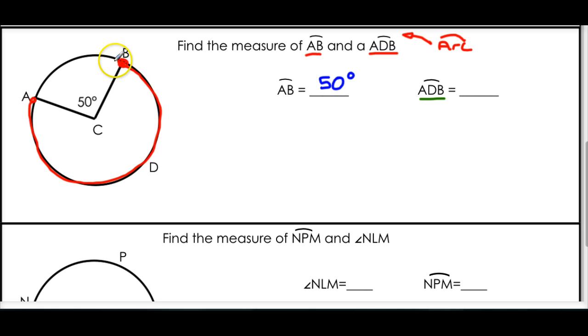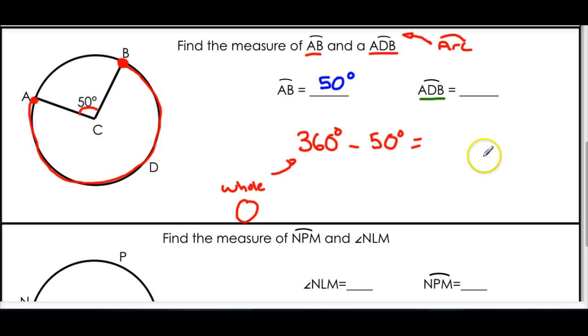How am I going to find that? Well, here's an interesting little fact. We know that the whole circle is 360 degrees. That's my whole circle. This little portion right here is 50. So if I take away 50 from this, that tells me what the other part of the circle is. So that would be 310 degrees. I just did 360 minus 50 to find the other part. So this whole arc, what would it be? 310 degrees.